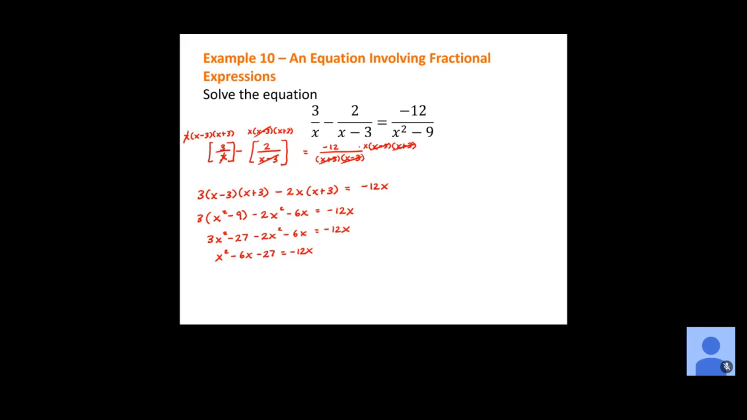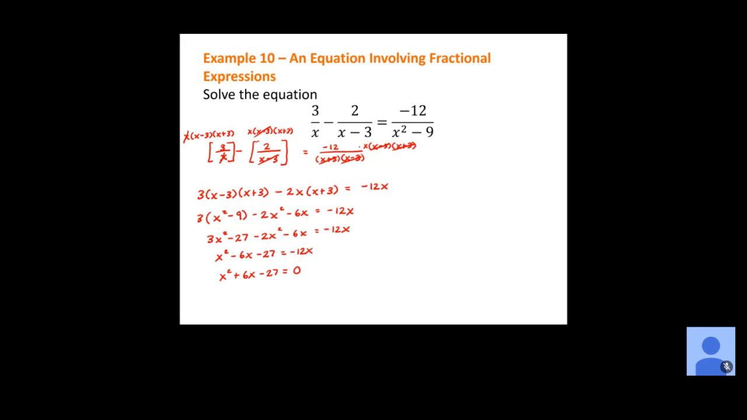Okay, let's move the 12x over first, right? So add the 12x and we can combine it with the negative 6x. So when we do that, that's going to give us x squared plus 6x minus 27 equals 0. Now, we could complete the square, right? That's one way we could solve it. We could use the quadratic formula, right? Or if it factors, we could factor.